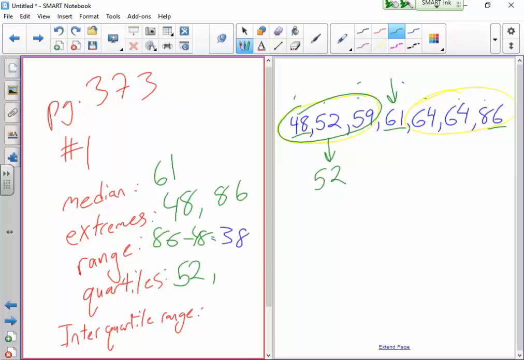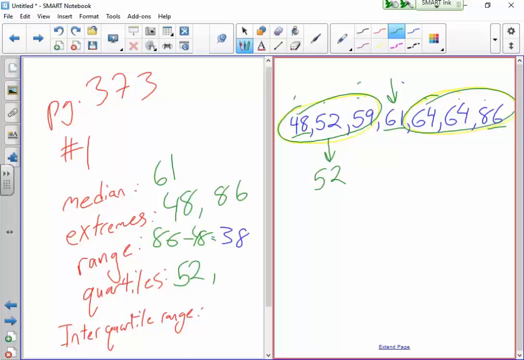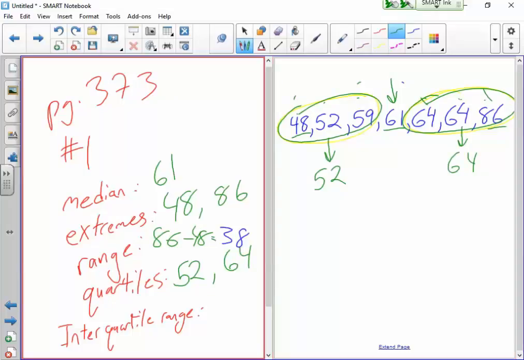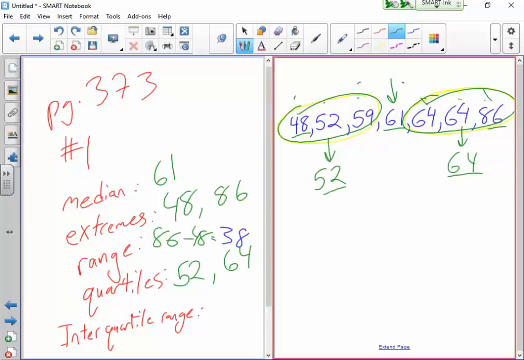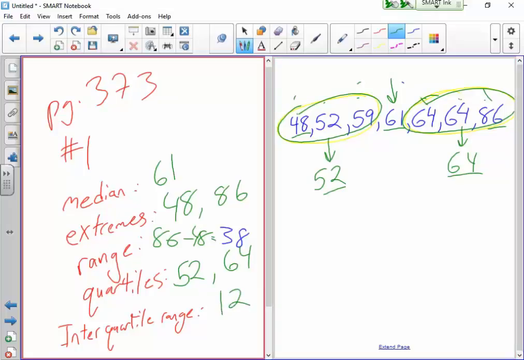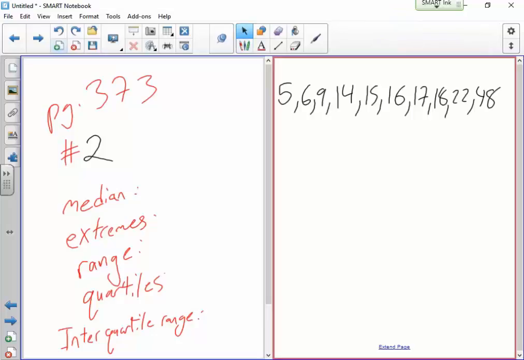And then my upper quartile, I look over here. It's 64 because it's the middle. That's right, because I have this guy here, I've got this guy here, and this is my middle, so I've got 64. Now, how do I find interquartile range? 64 minus 52. Everybody says 12. Is that okay? Awesome.